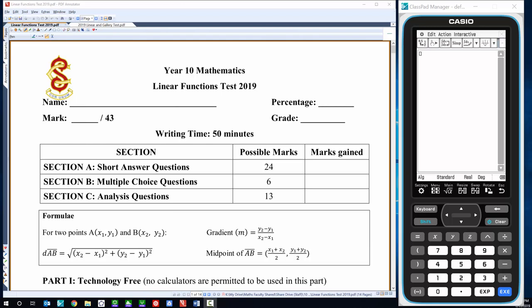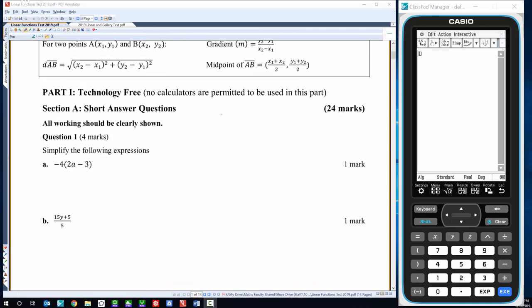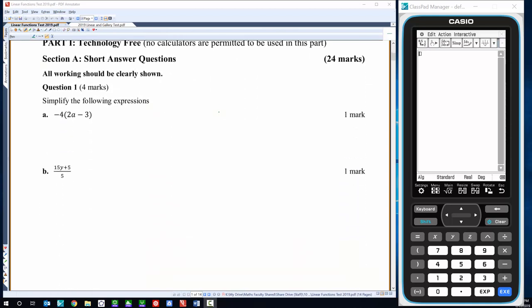All right, these are the solutions to what was a very tricky linear functions test. All right, so the first two questions there involved some simplifying. So what we're going to do here with this one is use the distributive law. So this will be negative 8a. Negative times a negative is a positive. 4 3s are 12. And there was your 1 mark.